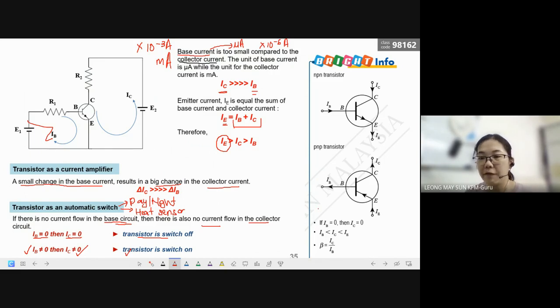Then there's one formula for the transistor. This is the amplification factor. This formula is the beta symbol. It's the current magnification. The current magnification formula is the collector current divided by the base current. Why? Because the base current is smaller. When we talk about magnification, we want to get a bigger value, so the collector current, which is much greater, is divided by the base current. Please remember this.